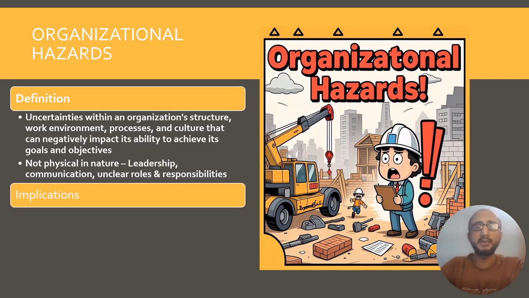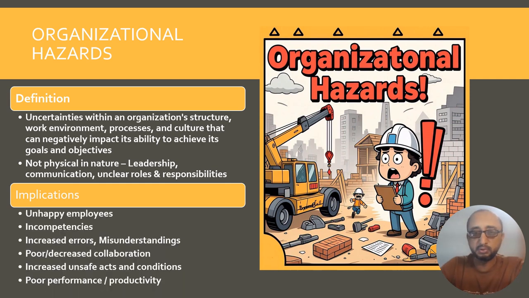Organizational hazards are uncertainties and gaps within the structure, processes, work environment, and culture of the organization that negatively impact the ability of the organization to achieve its goals and targets. These are usually related to management. These are non-physical factors that impact the performance of the organization. They include lack of leadership, poor communication systems or methods, and unclear roles and responsibilities.